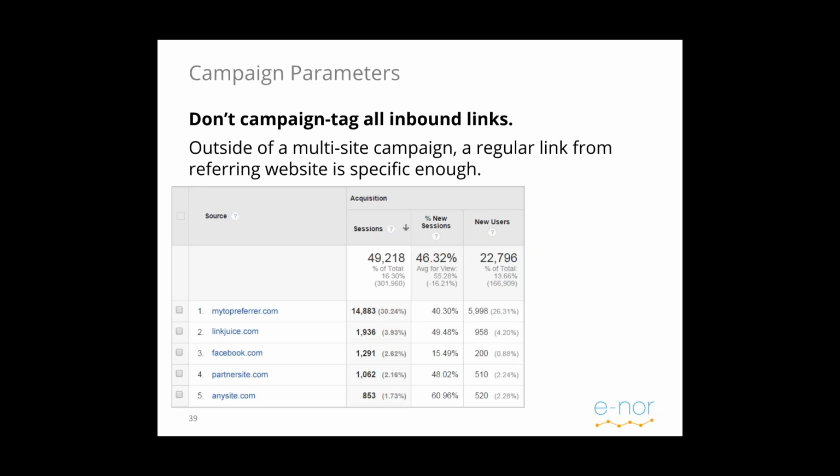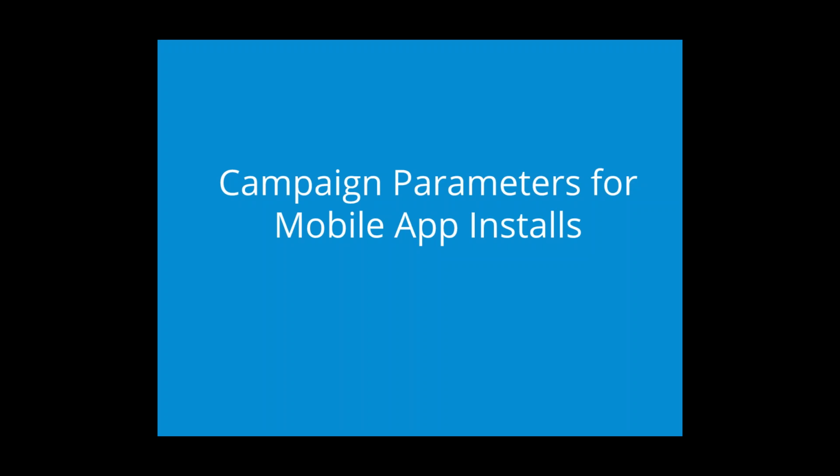Okay, as a note, sometimes when we first learn about campaign parameters, we think that we have to campaign tag all inbound links. We don't have to campaign tag all inbound links. A regular click-through from a referral website is, in many cases, specific enough. So if you have a click-through from partnersite.com, it's going to be specific enough. And also, some of your social links are beyond your control. If other people are providing links to you from Facebook, you cannot necessarily control that with campaign parameters, but for all of your own social campaigns that you're putting out, you should use campaign parameters.